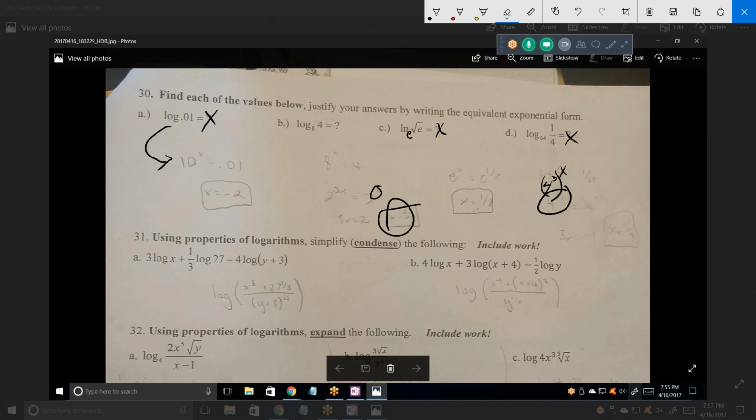It's not terribly clear the way you've done it, how you got from this step to that step. In other words, you kind of left out a step. May or may not be important. I don't know how much your teacher looks at your work. All right, let's look at 31, condensing these things.